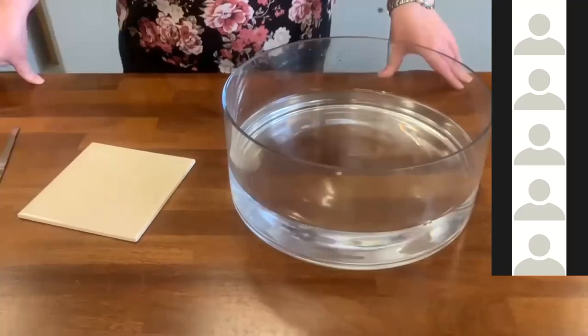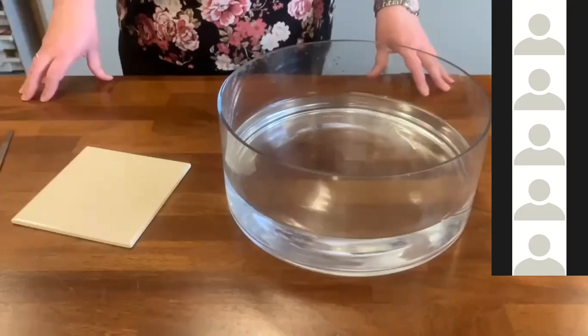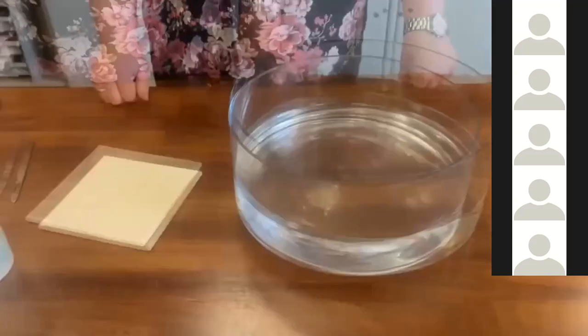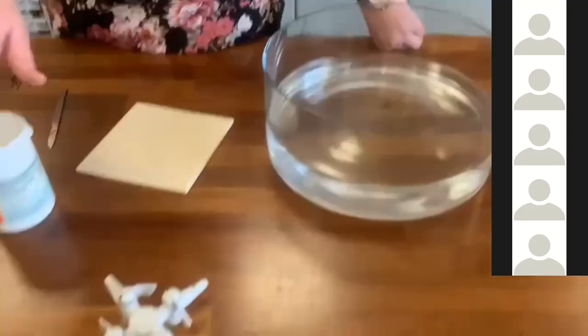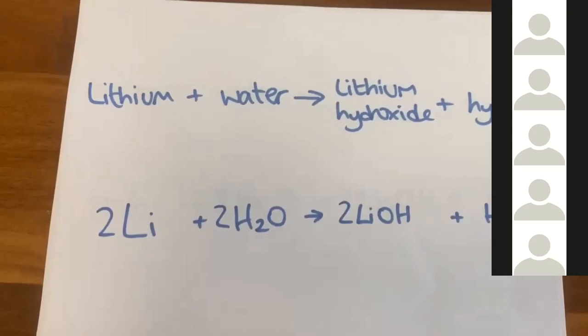So the lithium floats on the water, it fizzes, it moves around the surface, and then the lithium gets smaller. Okay, so those were the observations when lithium reacted with water. The equation is, lithium plus water produces lithium hydroxide plus hydrogen, and the symbol equation is written underneath.